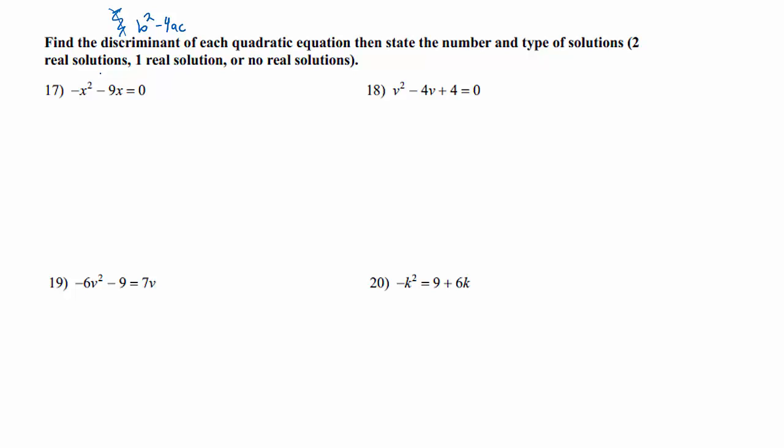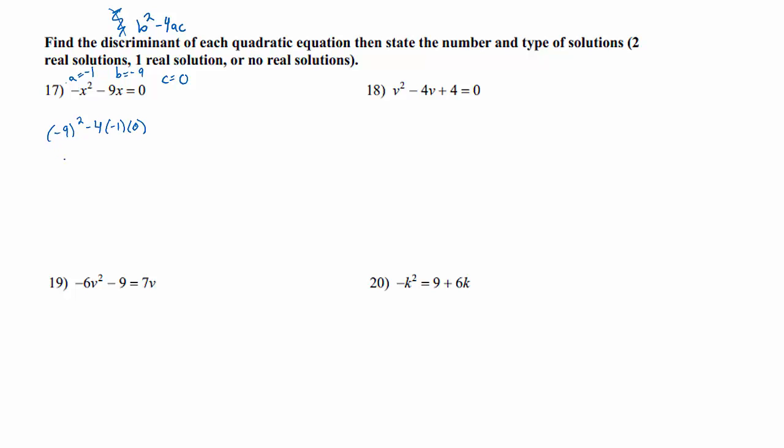So a is -1, b is -9, and since there's not a normal number without a letter or anything, c would be 0. We plug this in as -9 squared minus 4 times -1 times 0, and get 81 minus 0, which is 81. It says find the discriminant, which means we actually have to find the number.